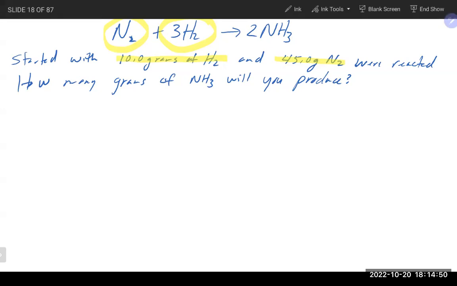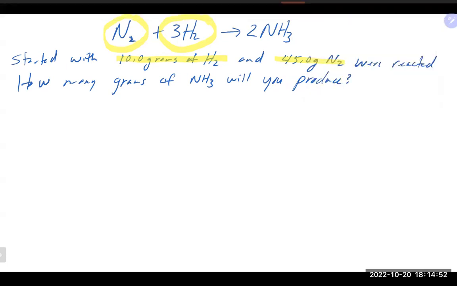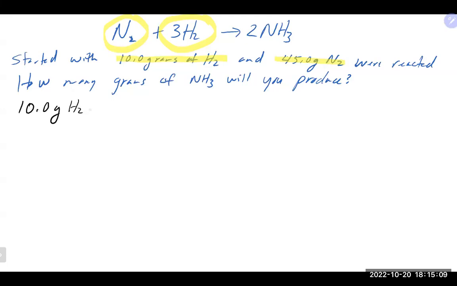Pretty much no matter what path you choose, what sort of way you do these problems, they're all pretty much the same. Got to balance the equation still. You still got to convert what they give you into moles. So that's what we're going to do here. I'm going to convert each of those into moles. So we'll take our 10 grams of H2 and we'll take our 45 grams of N2 and we'll do a little conversion into moles here.